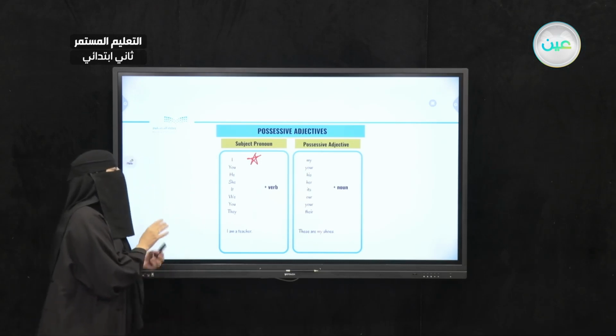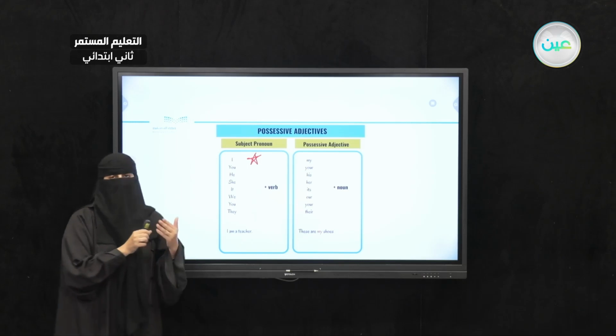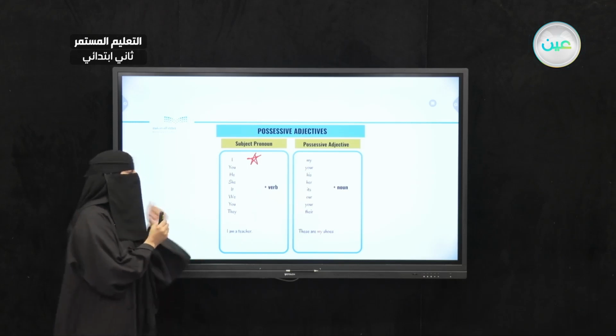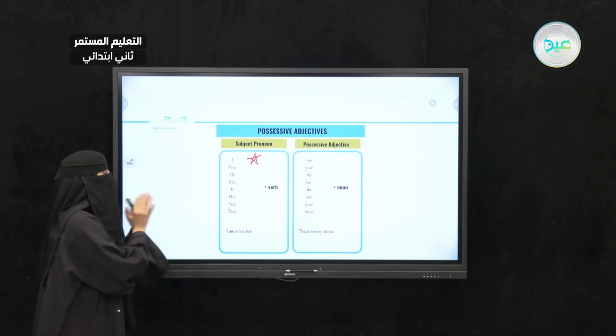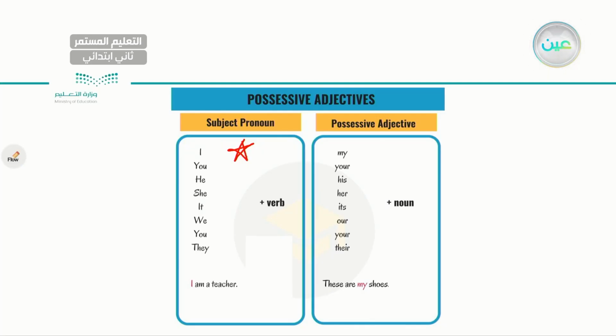Subject pronouns are the pronouns that we use to replace the actual noun. So I have I, you, he, she, it, we, you, and they. Mostly all these pronouns are followed by a verb. I play, I am, he drives, he is, she cooks, she is, they are, they play, and so on. For example, I am a teacher. I have a verb, be, am. Okay? That's for the subject pronouns.